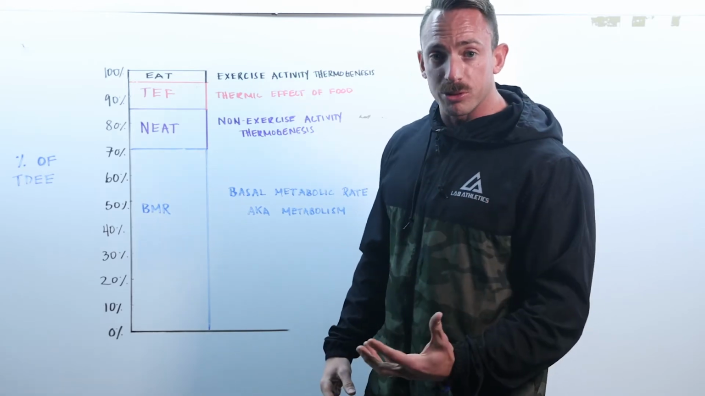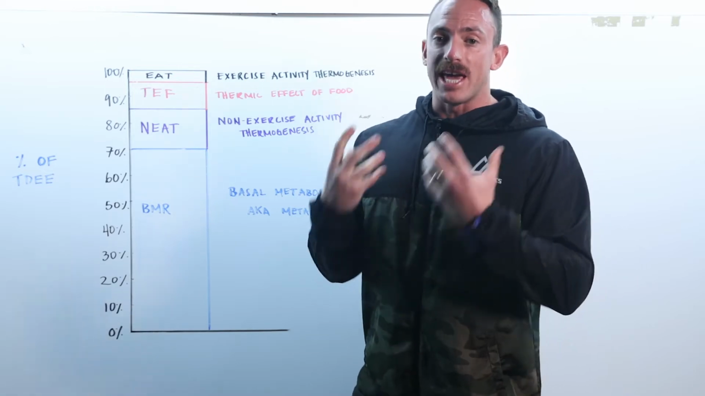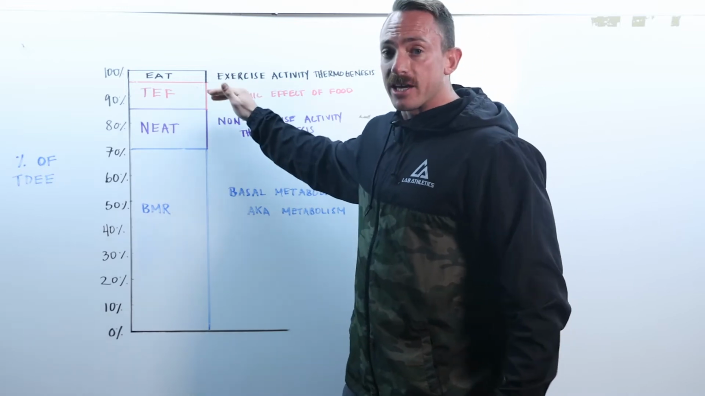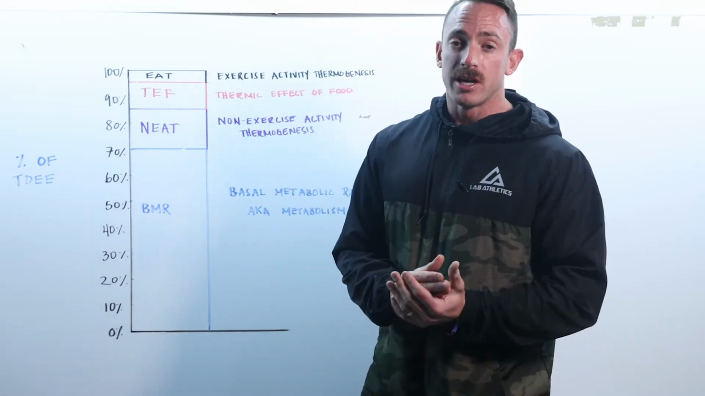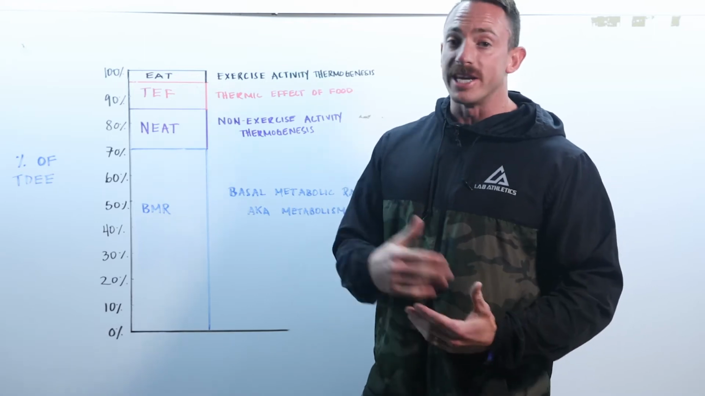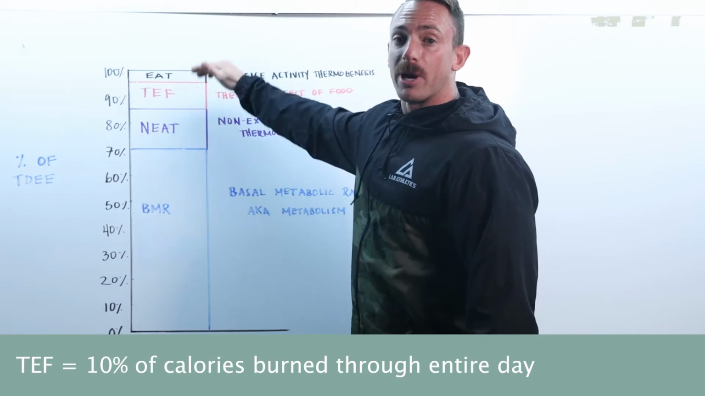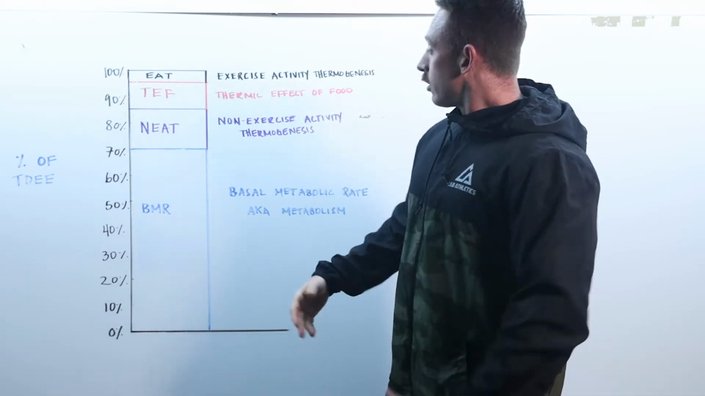foods that are very high in protein, foods that have a lot of fiber in them, foods that take energy for your body to break down, which is one of the reasons why a very high protein diet is very effective when it comes to weight loss, is because protein takes more calories to break down than any other food group. So the TEF is responsible for about 10% of the overall calories you're burning in a day.